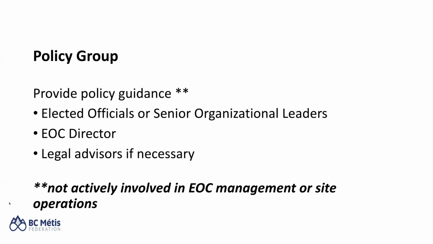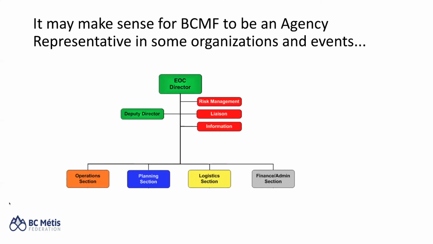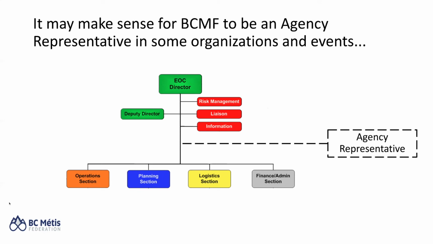They provide guidance only. Now, in the case of the BC Métis Federation, it may make sense to be an agency representative in some organizations and events. And this is where you would fit in here. An example of that could be a large spill on coastal waters involving an EOC and command post run by the Canadian Coast Guard. Or maybe there's a spill inland and Trans Mountain or somebody like that has got their EOC set up. So the agency representative role by somebody from BCMF might make sense.